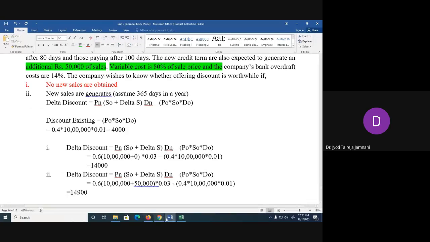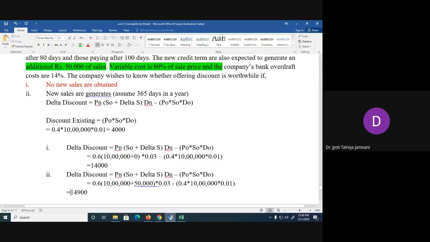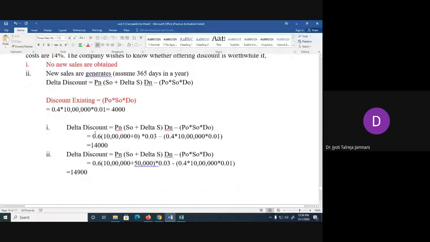Just check, I hope all are getting it. So these are the three discounts. If you see, for the existing one, I took only the existing portion. Remember this: for the existing one, there is no additional discount or delta discount, it is existing discount. So old proportion, old sales and old discount rate, and you get it. For the new one, you have to do new minus old to get the additional amount.